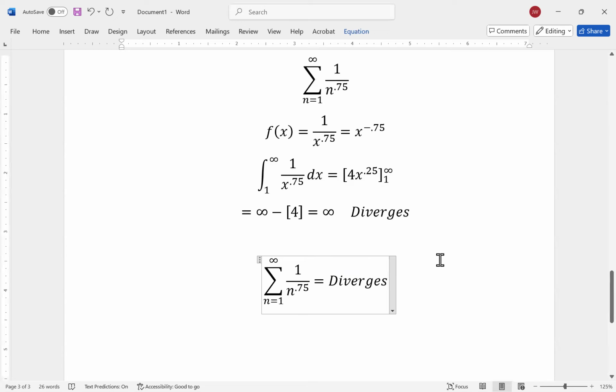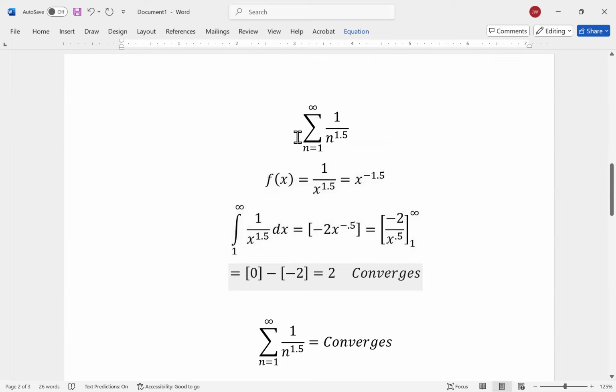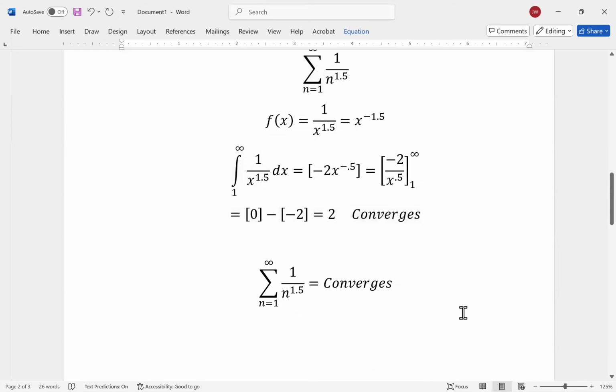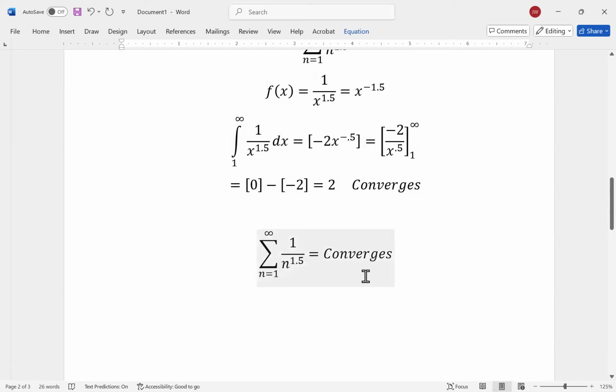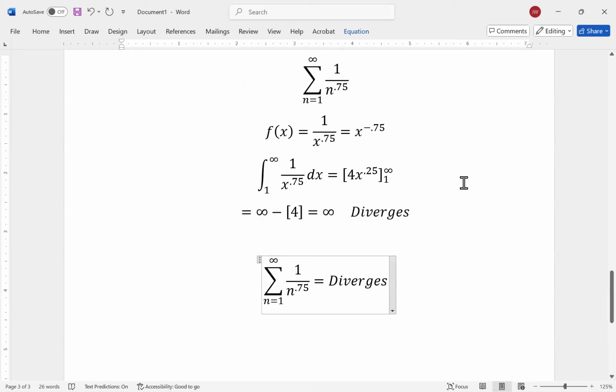Now you'll notice that these two series were very close to each other. One was 1 over n to the 1.5. The other was 1 over n to the 0.75. The infinite summation of those two things. So the infinite summation of 1 over n to the 1.5 happened to converge. So this infinite series converges. The infinite series where we sum up 1 over n to the 0.75, we see diverges.